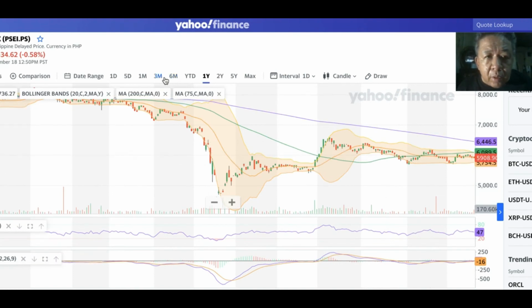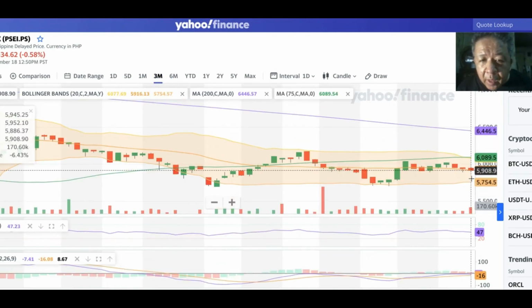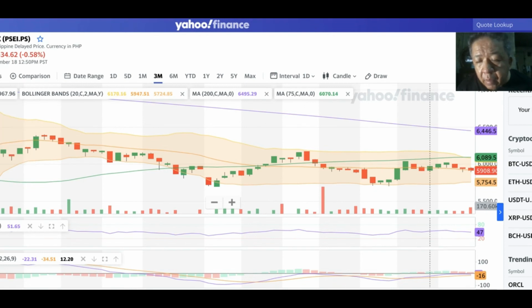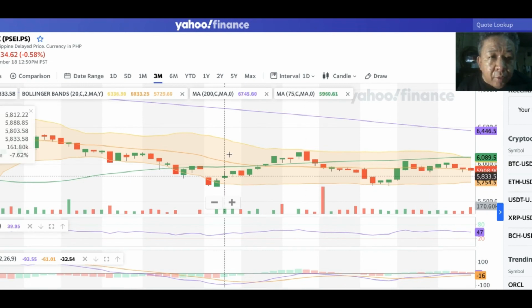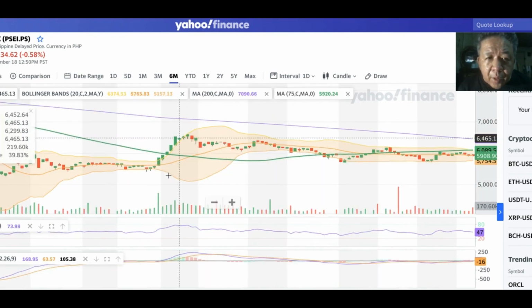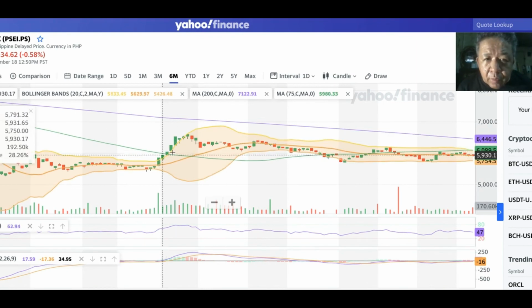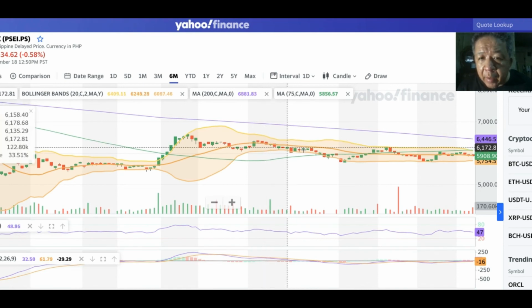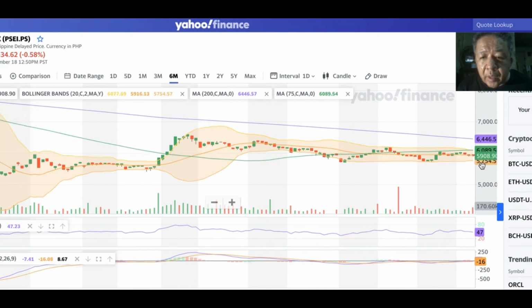Okay, so let's look at it closely. 3-month view. Again, we are also in the ranging position. The ranging status of the market started just a few days ago. But if you look at it from a 6-month view, following the breakout last June, it started ranging in July. It kept bouncing up and down, but it always ends up ranging.